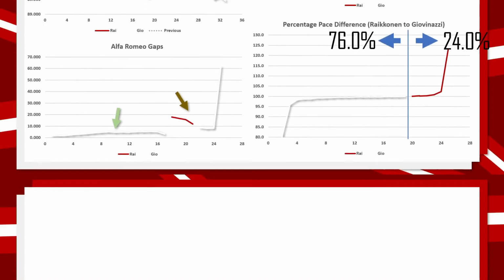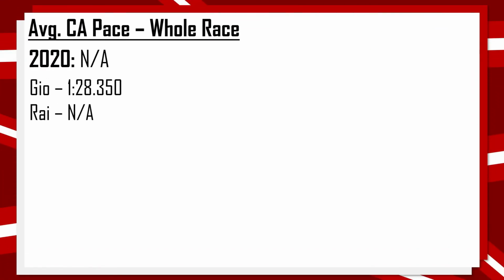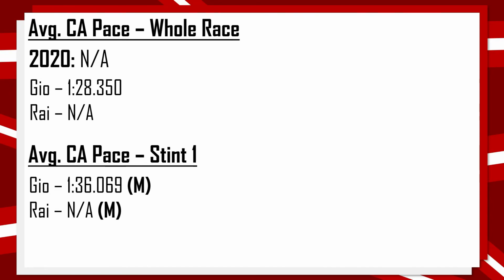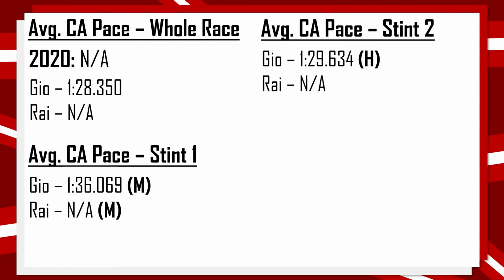So looking at the overall Alfa Romeo's lap times, we can see that Räikkönen didn't actually set any representative clean air laps in this Grand Prix. I think he did actually set a few, they were just really quite slow. And in stint number 1, we can see that Giovinazzi was equally quite slow, setting a 1 minute 36 on the mediums compared to his 1 minute 29 in stint 2 on the hards.